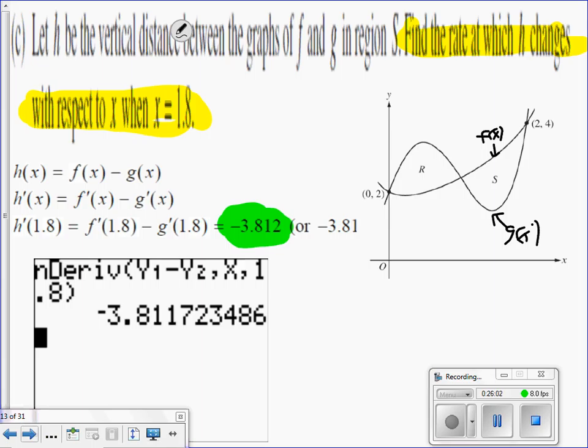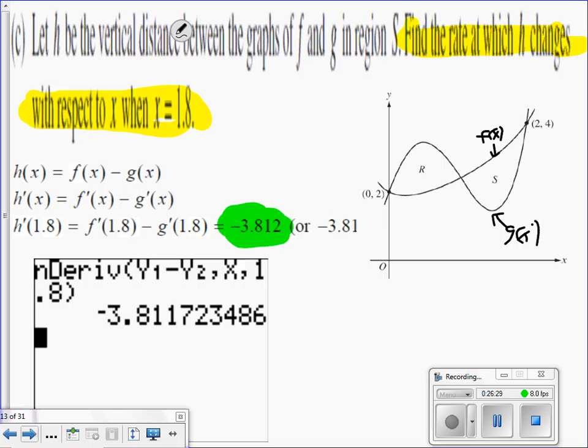And that actually makes sense that we're getting a negative value, because if you're over here, that distance would be increasing, and then it should be decreasing when you're over there by 1.8. Yep. Questions? I'm thinking I know what that question was saying.